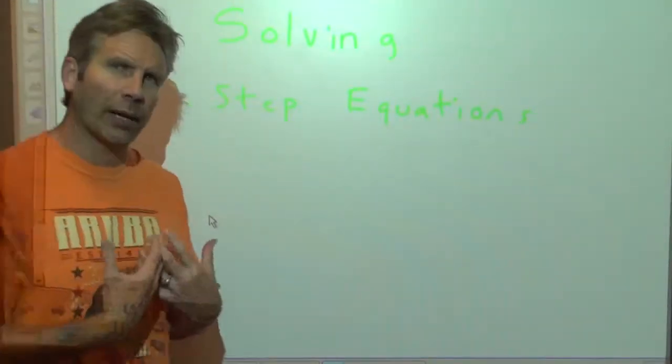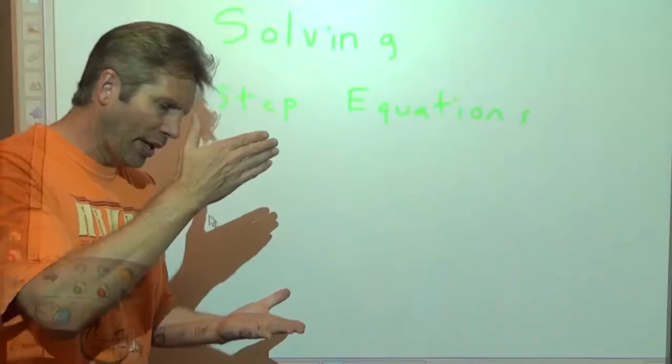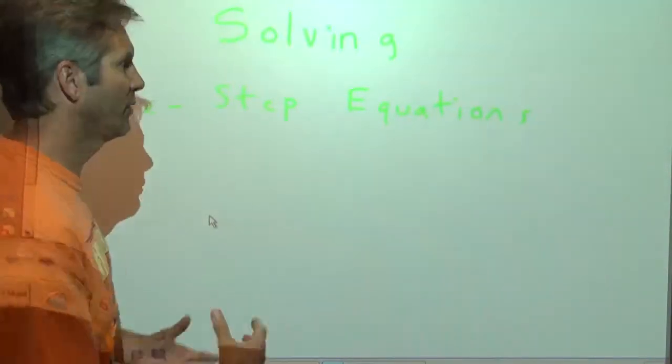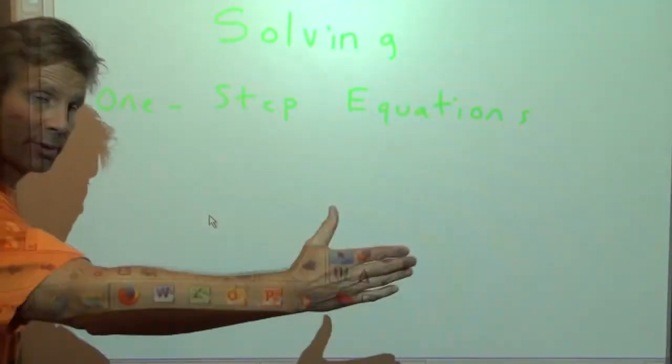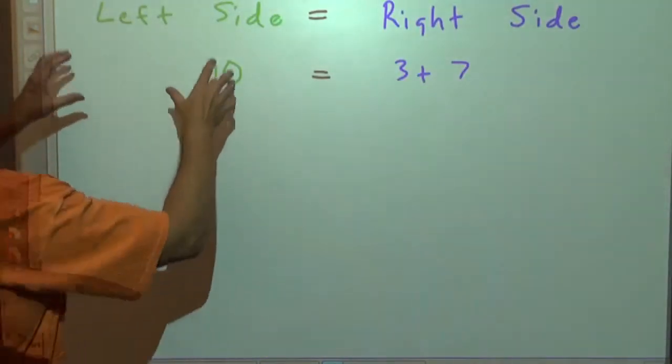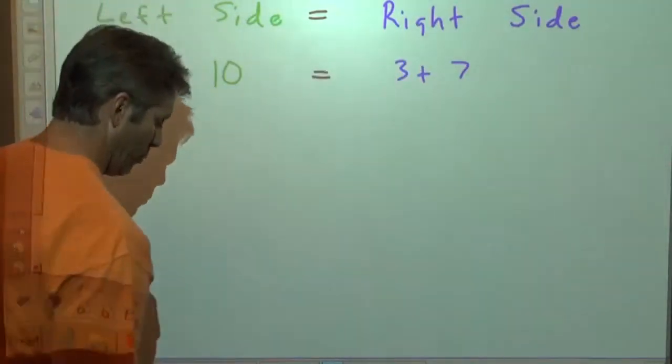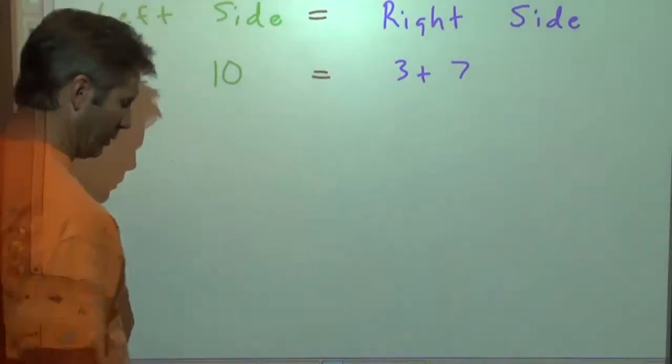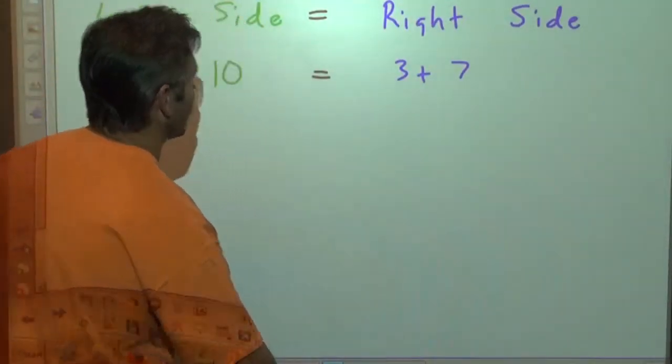I would argue that the way I'm trying to show you is solid mathematics that builds on a solid foundation from pre-algebra all the way through algebra and beyond. So here's the deal. One of the biggest ideas: we have the left side of the equation and the right side of the equation. Do you agree that 10 is equal to 3 plus 7? Right now the left side equals the right side.